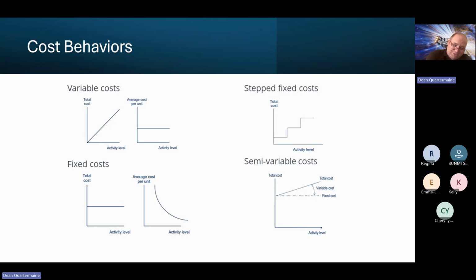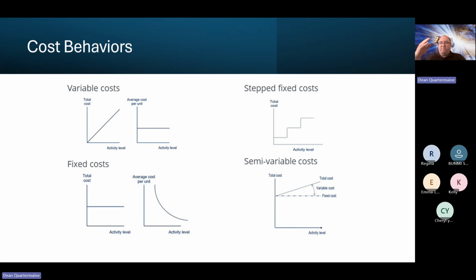Anyway, because now you can't see what I'm writing, I'll just talk it through instead. What we can see is that this line goes up, steps up, at certain levels. The typical example that AAT uses is that a supervisor can supervise, say, 10 staff. So along the activity line, let's say we get to 10 staff. The cost is fixed from 1 member of staff to 10. And then when we get to 10 members of staff, we need another supervisor.